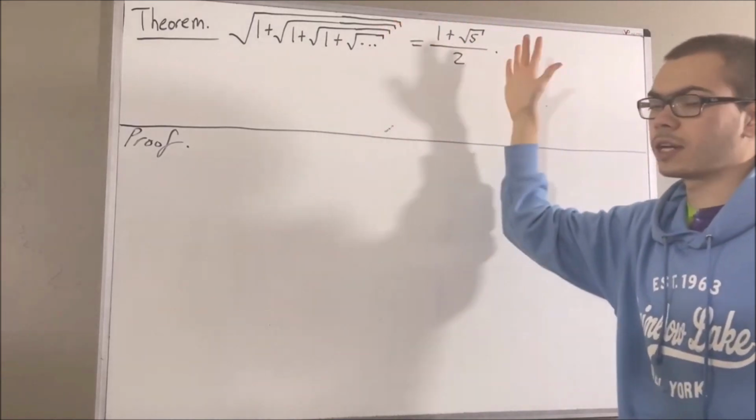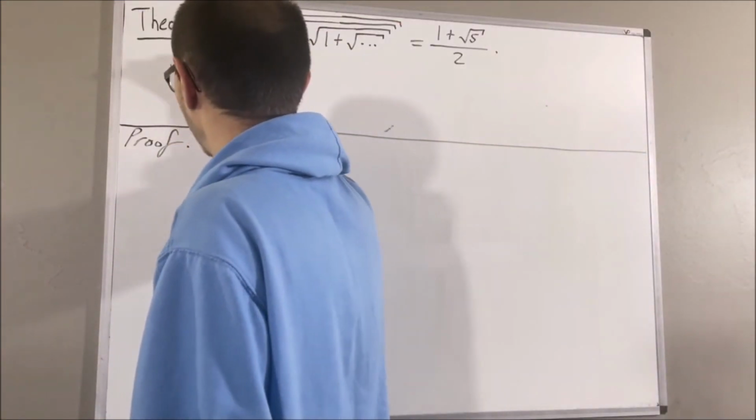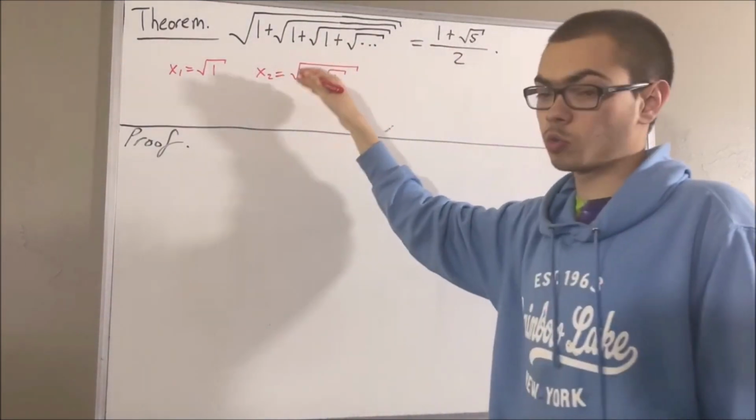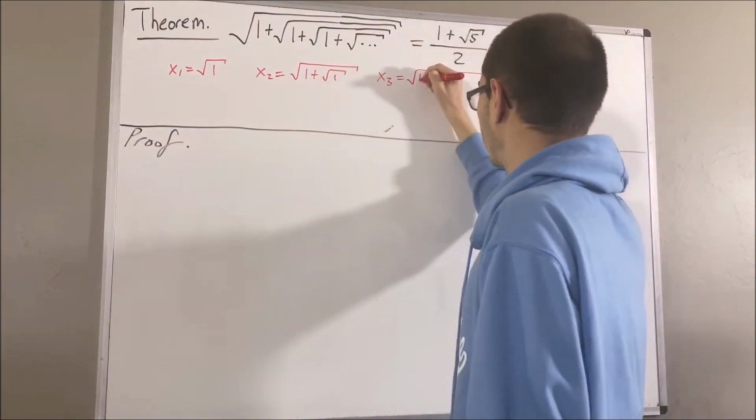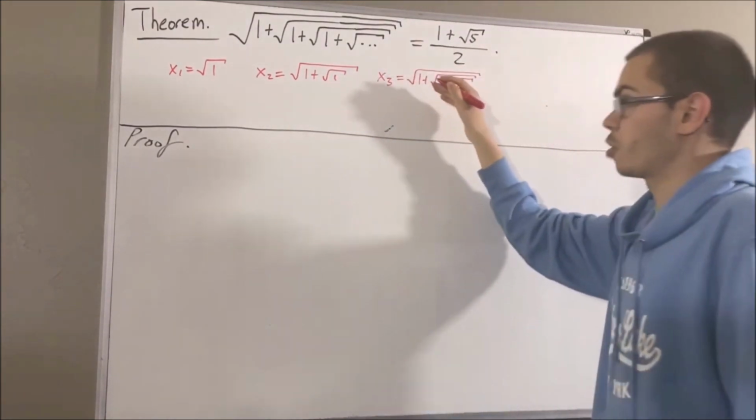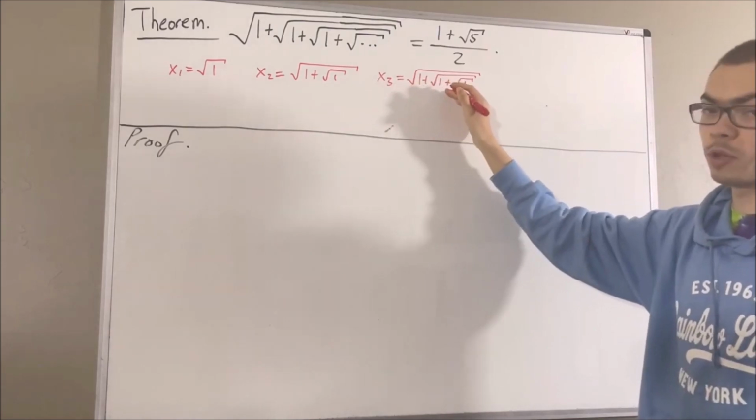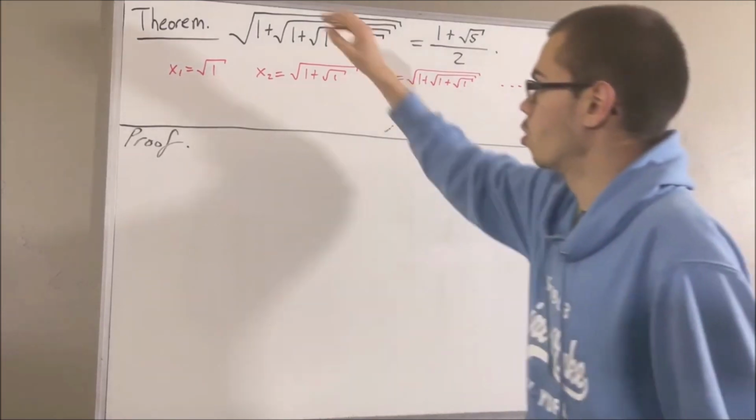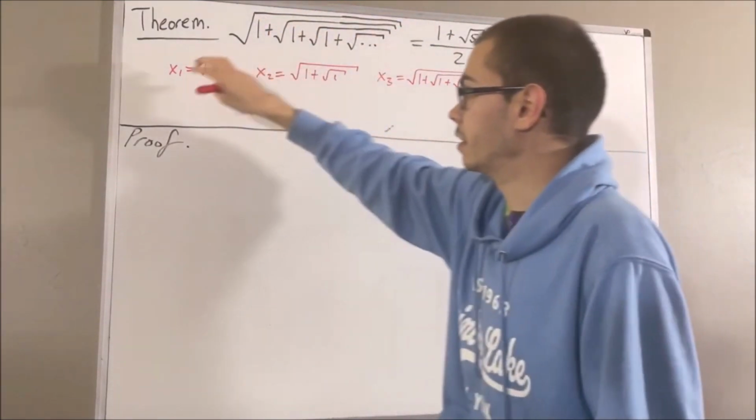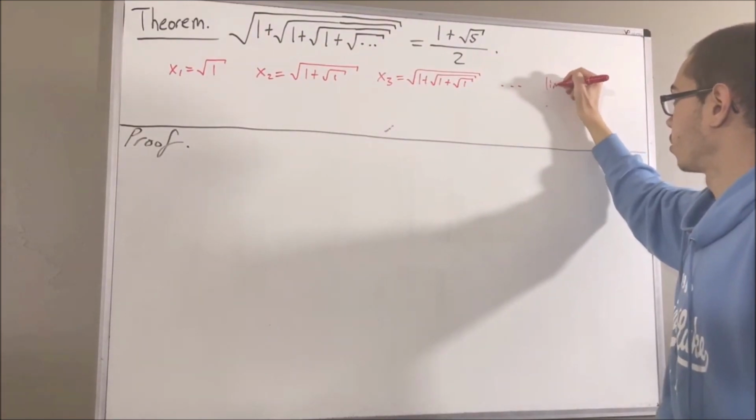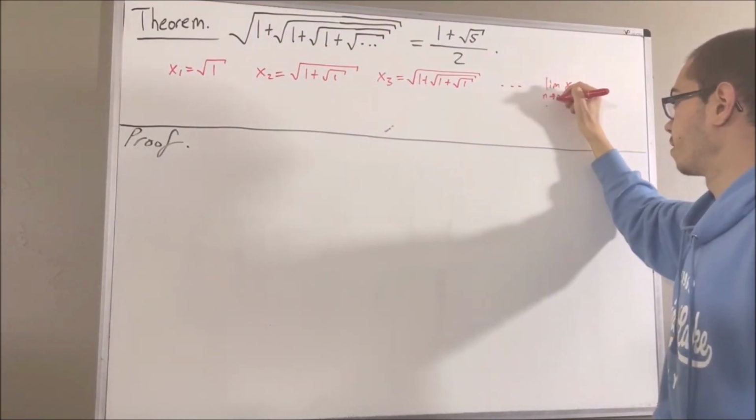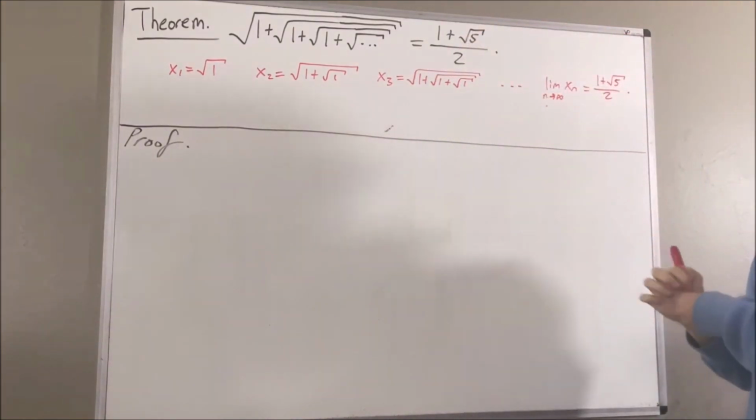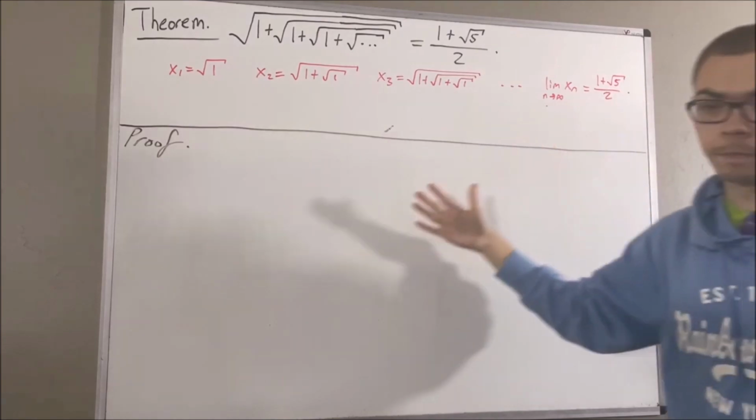Now, really, what's going on here is we have a sequence whose first term is the square root of 1, whose second term is the square root of 1 plus the square root of 1, whose third term is the square root of 1 plus the square root of 1 plus the square root of 1, and so on and so forth. So what we're really saying here is the limit of this sequence as n approaches infinity is equal to the golden ratio. So this is really what we're going to be proving.